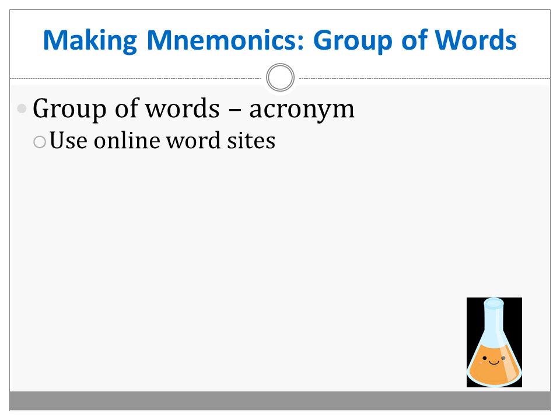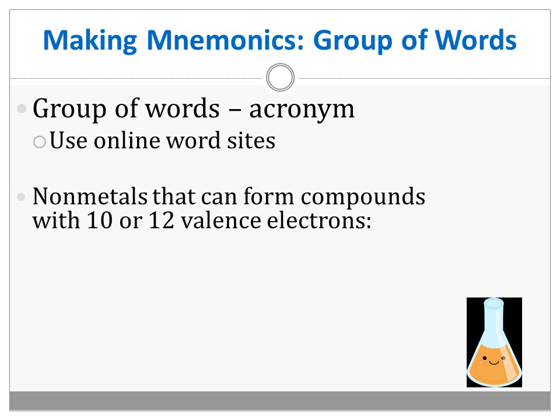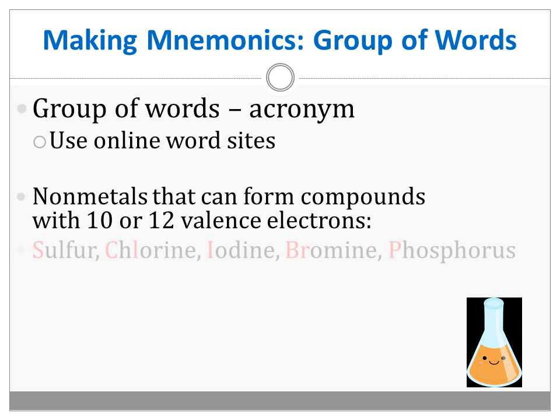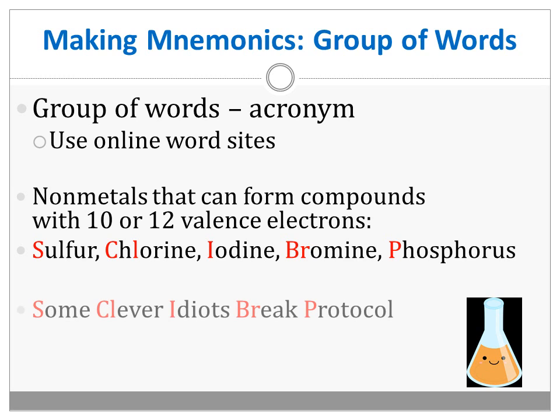For my example, I wanted to memorize this set of nonmetals that can form compounds with 10 or 12 valence electrons. As you can see, I put the symbol for each in red within the word. I just needed to remember the symbols to remember the elements. Here's my mnemonic. Using words that start with a symbol for each element, I made the sentence, "some clever idiots break protocol." It's a simple, memorable sentence, and the content relates to what I'm memorizing. These nonmetals, sulfur, chlorine, iodine, bromine, phosphorus, are breaking protocol by forming compounds with 10 or 12 valence electrons, unlike other nonmetals.